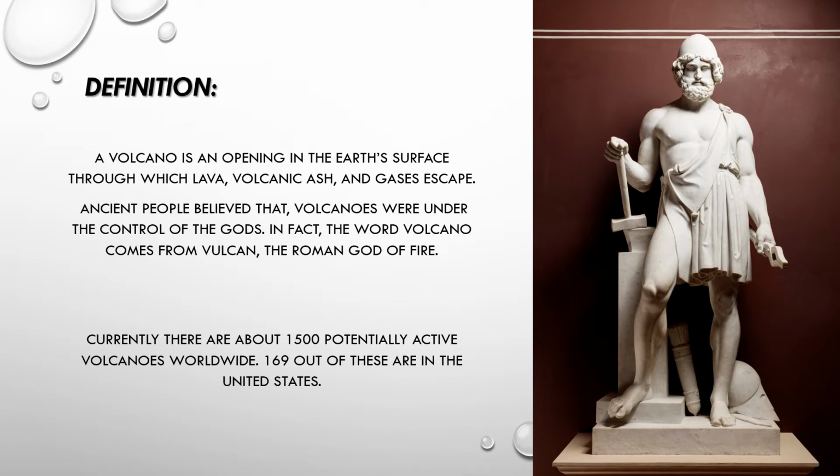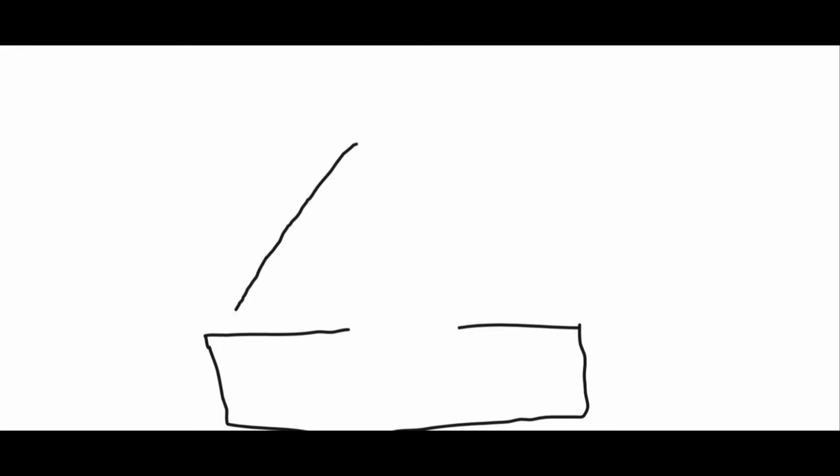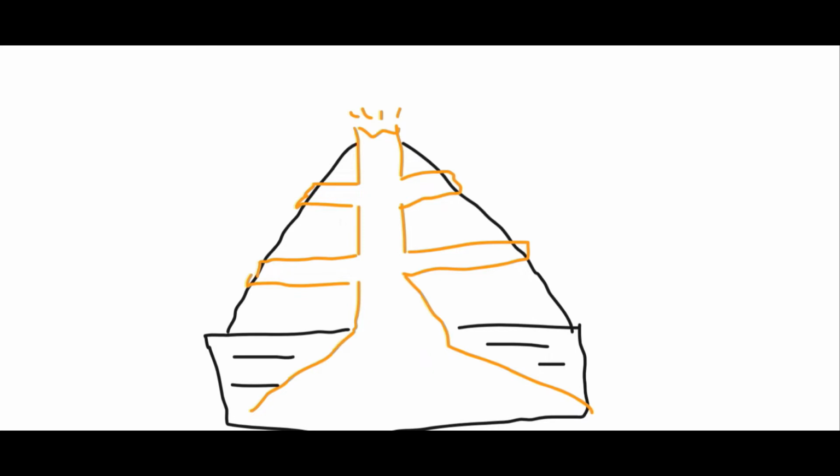Now that we understand in layman's terms the definition of a volcano, let's understand the anatomy of a volcano. The structure, or I would say the internal design, is mostly the same in all volcanoes. So let's understand through this graphic representation what exactly the parts of a volcano are, and what similarities we see when we discuss volcanoes.